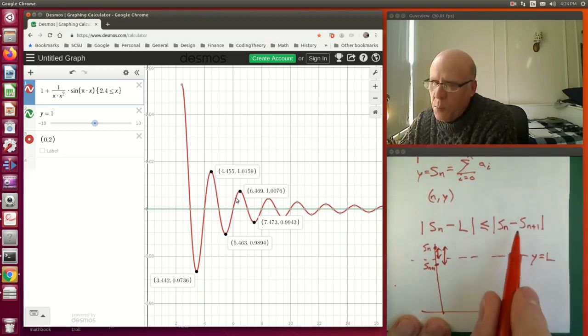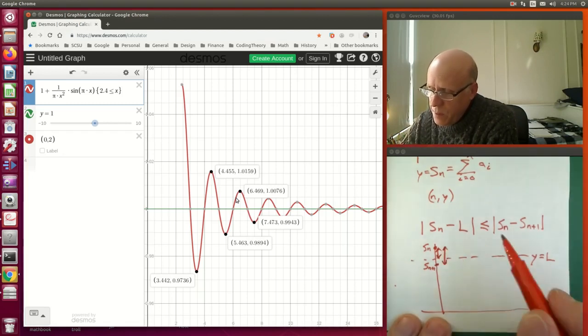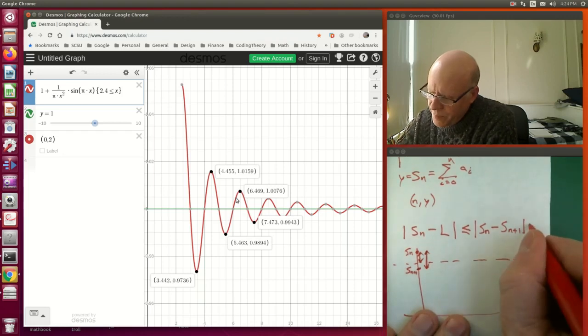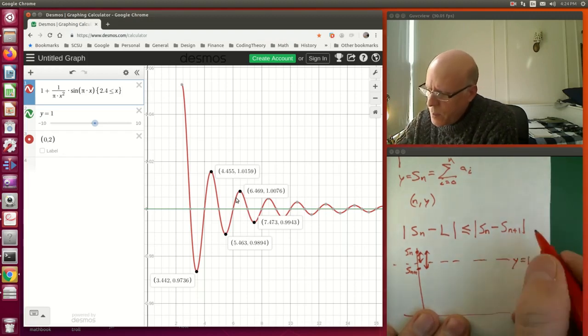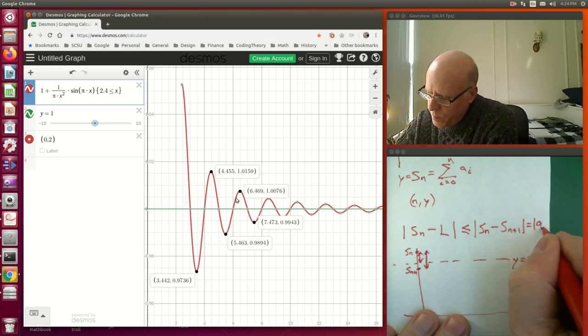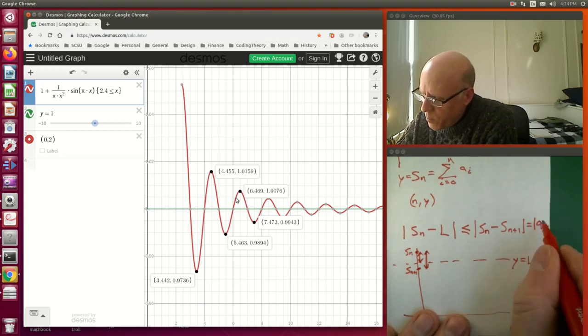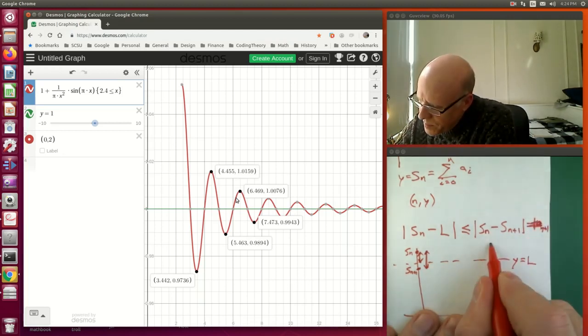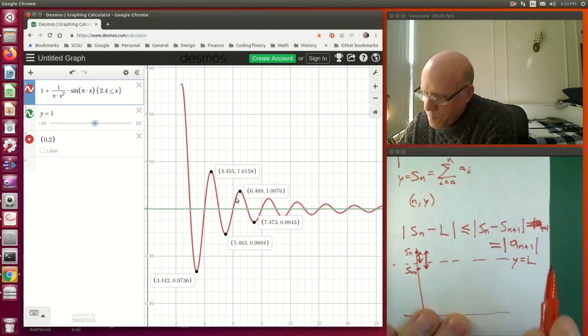But we know exactly what S sub n minus S sub n plus 1 is, or rather, what its absolute value is. I mean, what is the height of this thing? That's just the n plus first term of the sum. Well, that n plus first term might be negative, so I do mean the absolute value of it. So this last expression I've written here is equal to the absolute value of a sub n plus 1. I got a little too close to the edge of the margin there, so let's just take it down a line. It's the absolute value of a sub n plus 1, right?